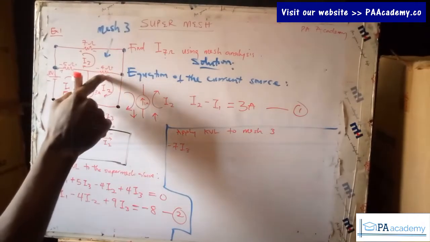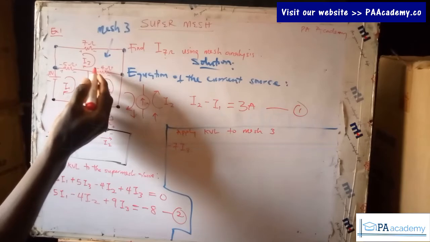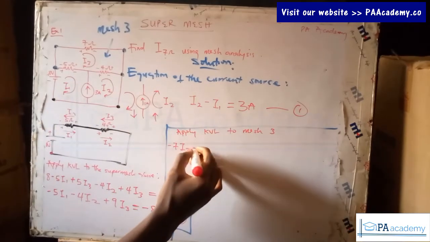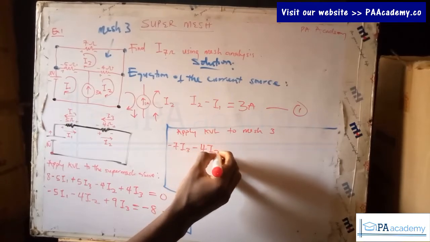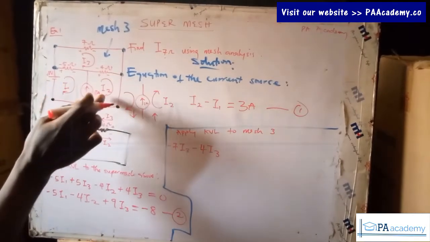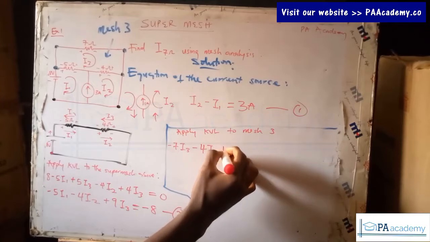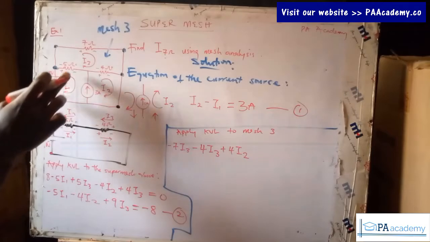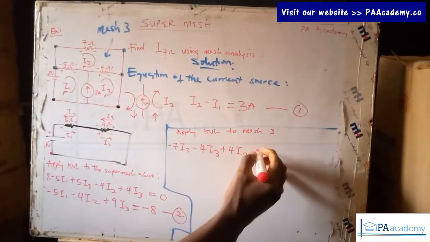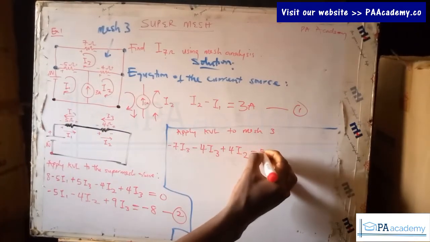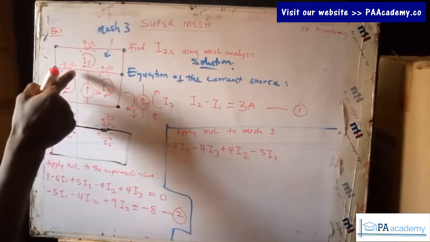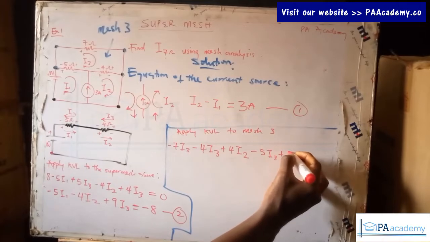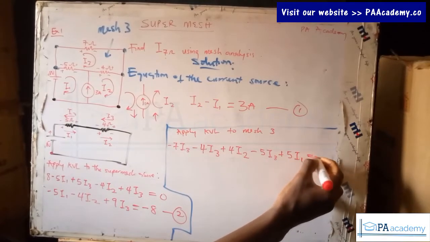This is the next one we are coming across. From positive to negative due to current I3, that's going to be minus 4 I3. From negative to positive due to current I2, that will be plus 4 I2. We are done here. Let's move here. From positive to negative due to current I3, that's going to be minus 5 I3. And then from negative to positive due to current I1, that will be plus 5 I1 equals to 0.